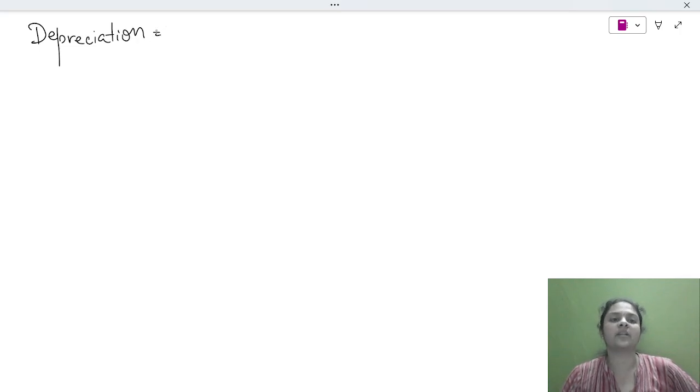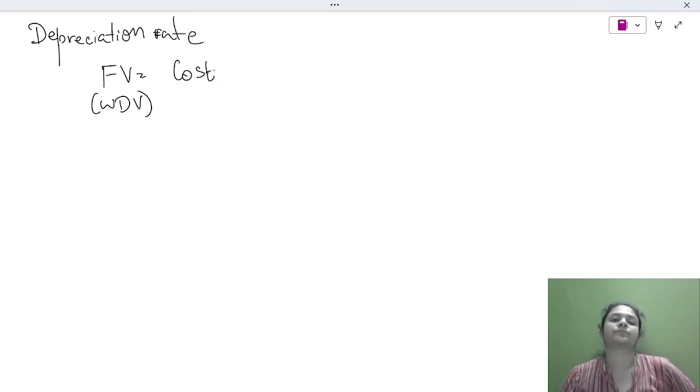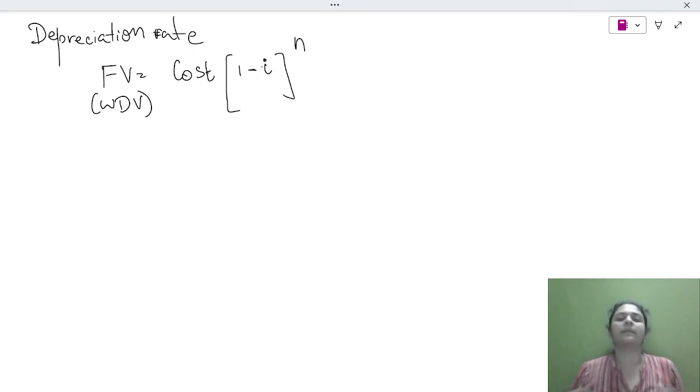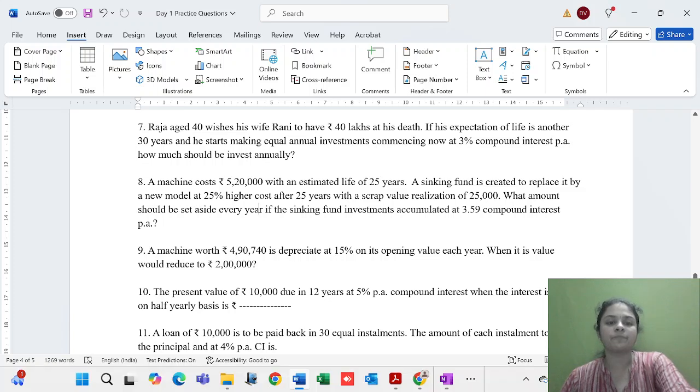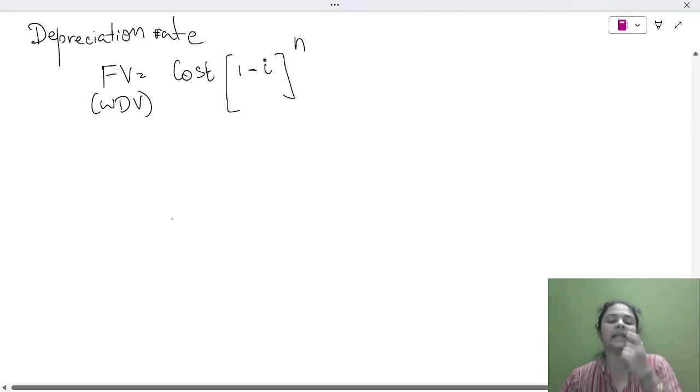For depreciation rate, the formula is given as the same future value, or it is called the written down value, is equal to cost into, normally for compound interest what we do is (1 plus I)^n. Here we are going to do (1 minus I)^n. That is the only difference, depreciation is reducing. So (1 minus I)^n, where the same I is R by 100.